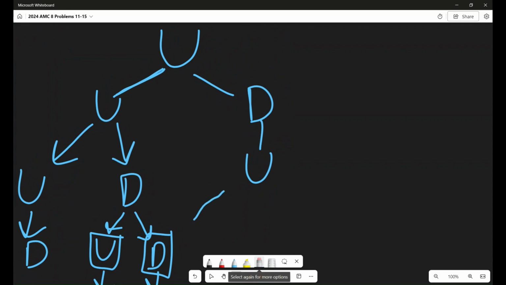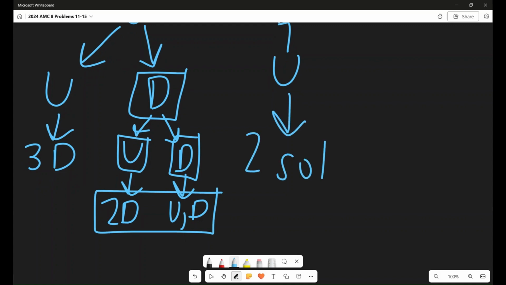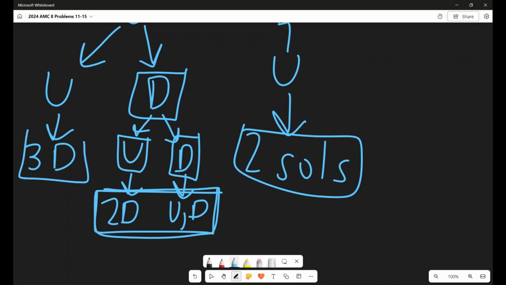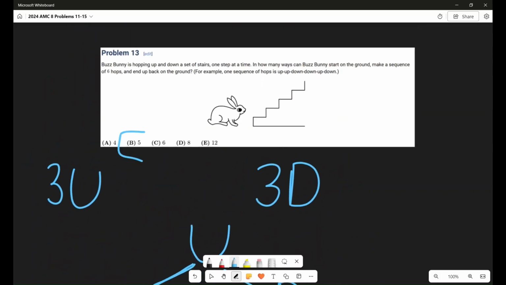Well, when we were at this point, we had taken 2 ups and 1 down. And we're in the exact same situation, except we took those 2 ups and 1 down in a different order. But that doesn't change anything. We can still make the same steps we made in the other case. So the 2 solutions we got here also apply here. So we get 2 solutions here, 2 solutions here, and 1 solution there for a total of 5 solutions.